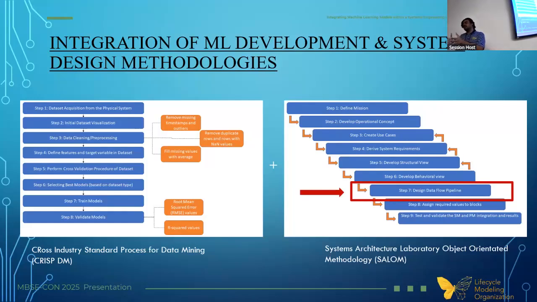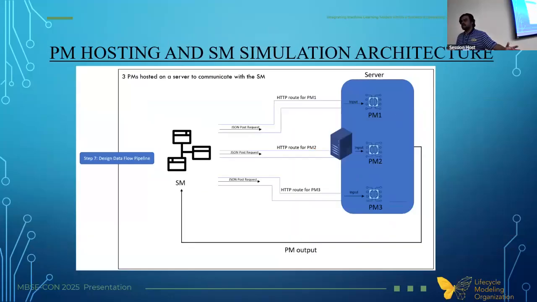Now, at this point, I added a new step in this methodology: design data flow pipeline. This was the step where I wanted to bring in the predictive model that is trained using CRISP-DM. And the way I would do it is through this architecture. This is like the moneymaker slide for my problem solution.